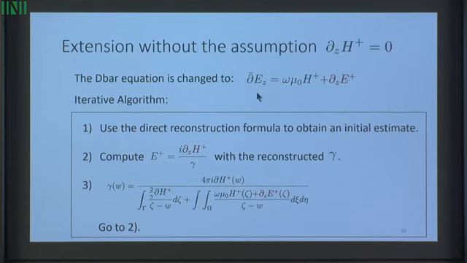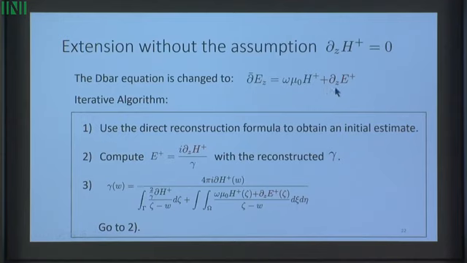In the first step, let's neglect this term. Then from the 2D version direct reconstruction formula, we can compute the electrical property gamma. And once the gamma value is obtained, we can compute E plus, because H plus are measured on each slice. So its z derivative can be computed. So this one can be computed, so its z derivative can also be computed.